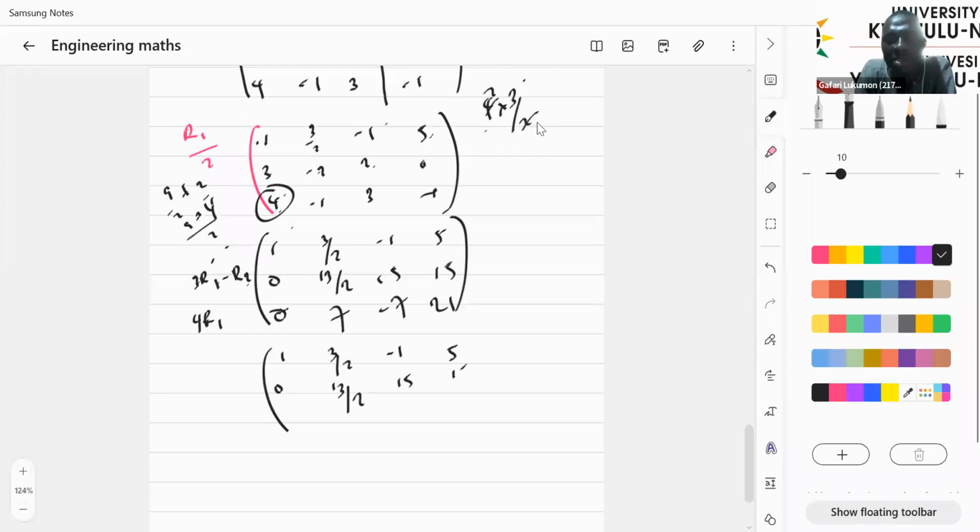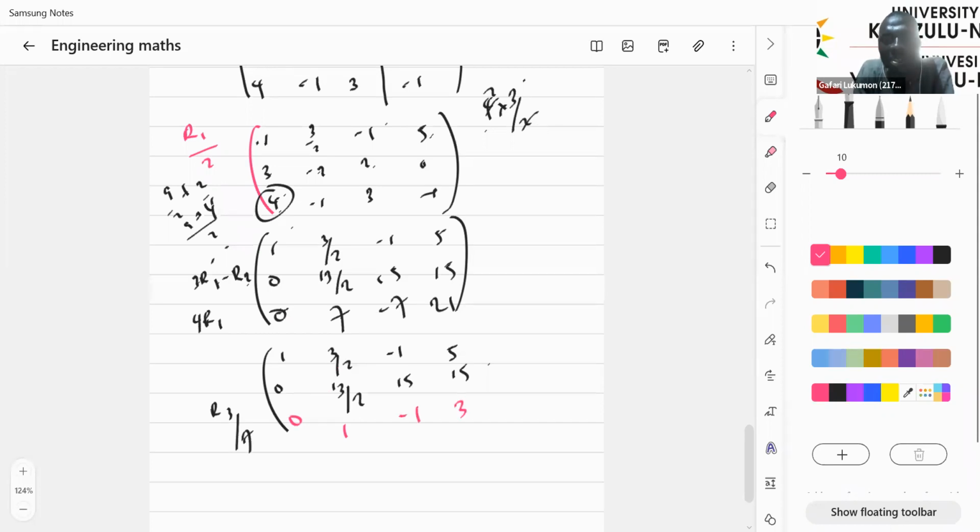15, 15, and this is, okay, what I want to do is, let's say R3 divided by 7, because we want to make this to be 1. So R3 divided by 7, 0 divided by 7, that is 0. 7 divided by 7, that is 1. Minus 7 divided by 7, that is minus 1.